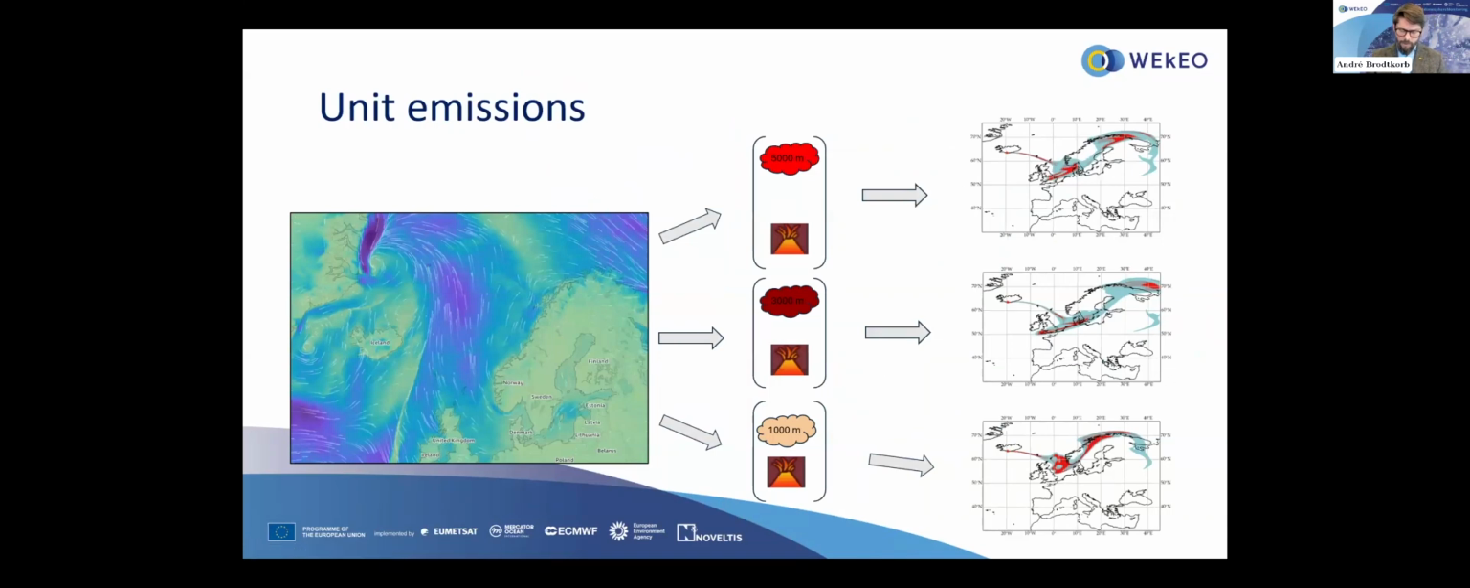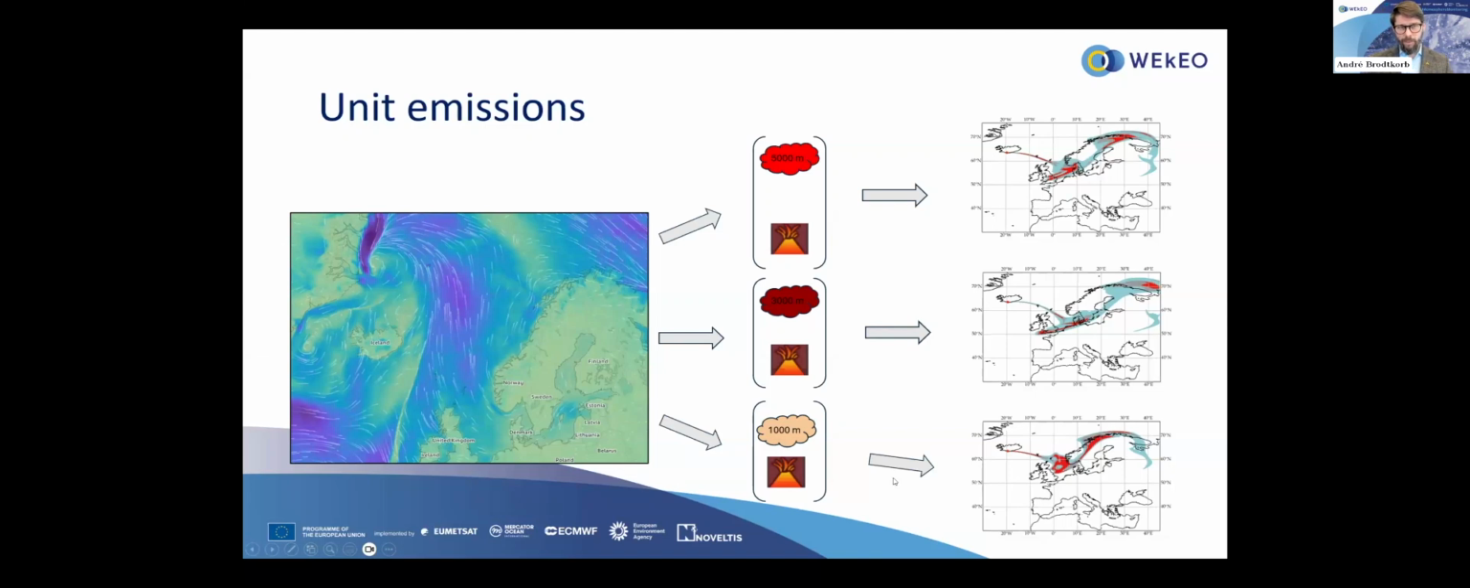All right, the unit emissions. These are potential eruptions. Now, to make the mathematics work better, we systematize it a bit. So first, we pick a time point. Let's say the 16th of April at noon. And then we run different scenarios. In scenario 1, we emit one ton of volcanic ash, 1,000 meters above ground. And that will give us an ash cloud which looks like this a couple of days later.